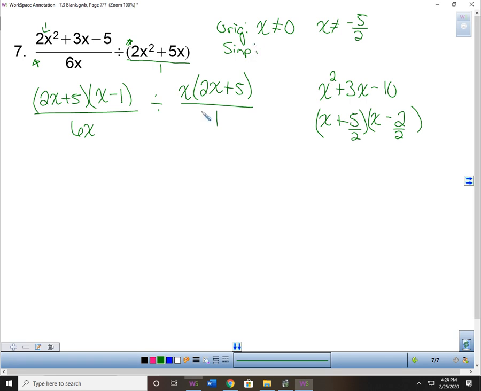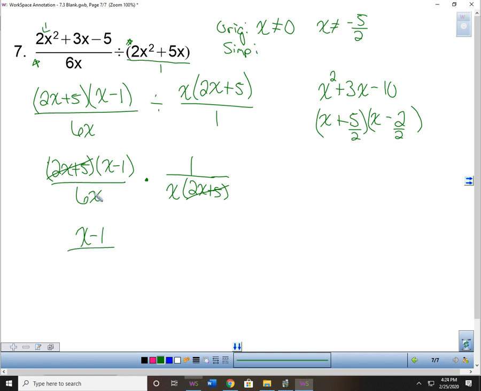Then I'm going to simplify. So I keep the front fraction. Change division to multiplication. Flip. So I have 2x plus 5. And then that's it. So x minus 1 times 1, that would just be x minus 1. And 6x times x would be 6x squared. So if I set that denominator equal to 0, x cannot be 0, which is already a restriction for the original. So I will just also restrict the negative 5 halves.